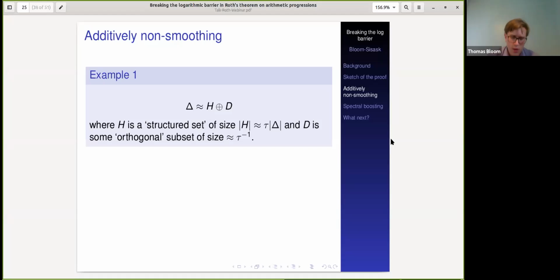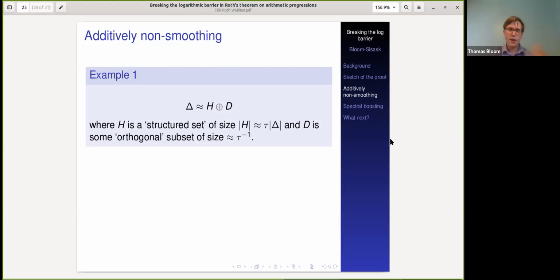By structured set here, you can pick your favorite notion of structure. So you can pick H to be a set of very large additive energy, for example, or small doubling constant, or even just a genuine subgroup, if those are available. But importantly, H and D should be somehow orthogonal, right? So in particular, the size of this set, H plus D, should be the size of H times the size of D. And if I translate by things in H, that shouldn't really interact much with translates by things in D.